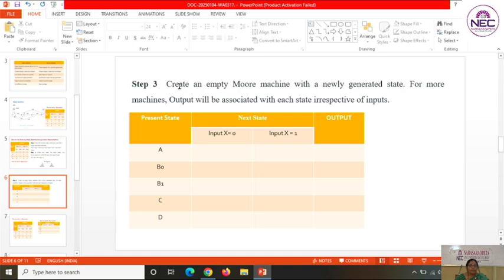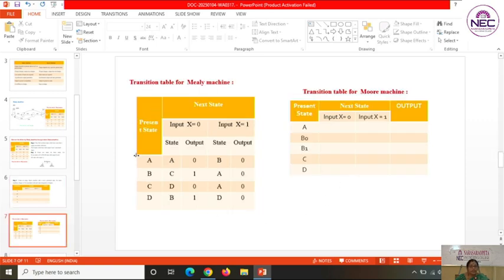Step 3. Create an empty Moore machine with newly generated states. For Moore machine, the output will be associated with each state irrespective of inputs. Draw the Moore state transition table. This is the present state, this is next state and outputs. This is the transition table of the Mealy machine. This is the transition table for the Moore machine.